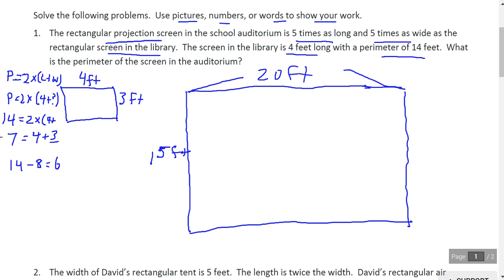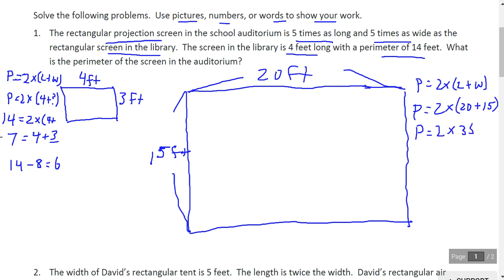Okay, 15. And now all we have to do is figure out the perimeter. And we know the perimeter formula. The perimeter formula is P is equal to 2 times the length plus the width. So now we can figure that out. The perimeter is equal to 2 times, the length is 20 plus 15. So the perimeter is equal to 2 times 35. So the perimeter is equal to 70, or 70 feet.